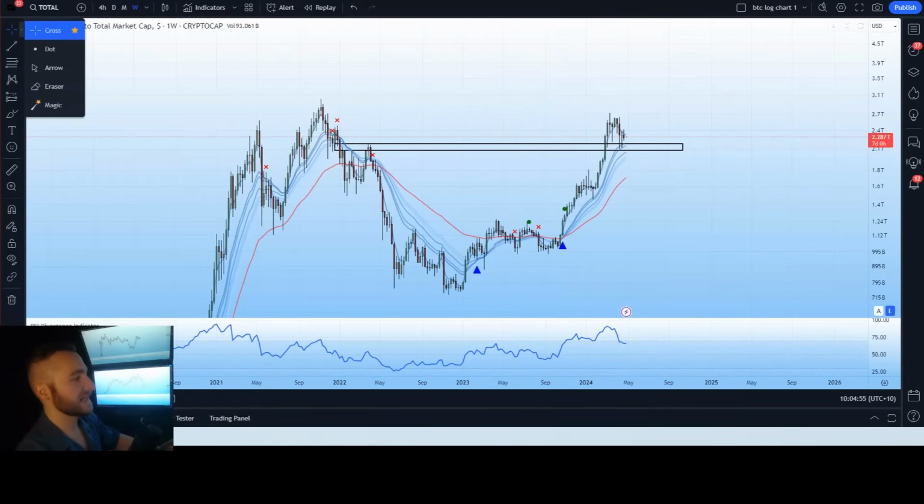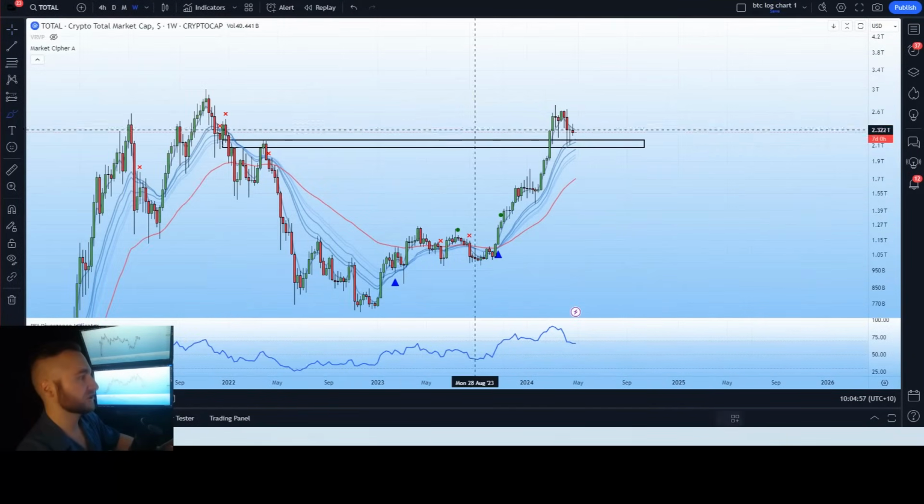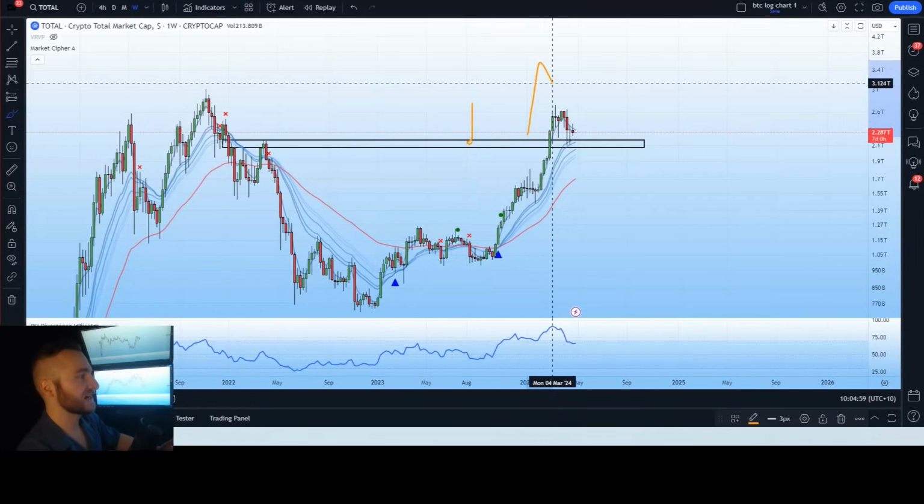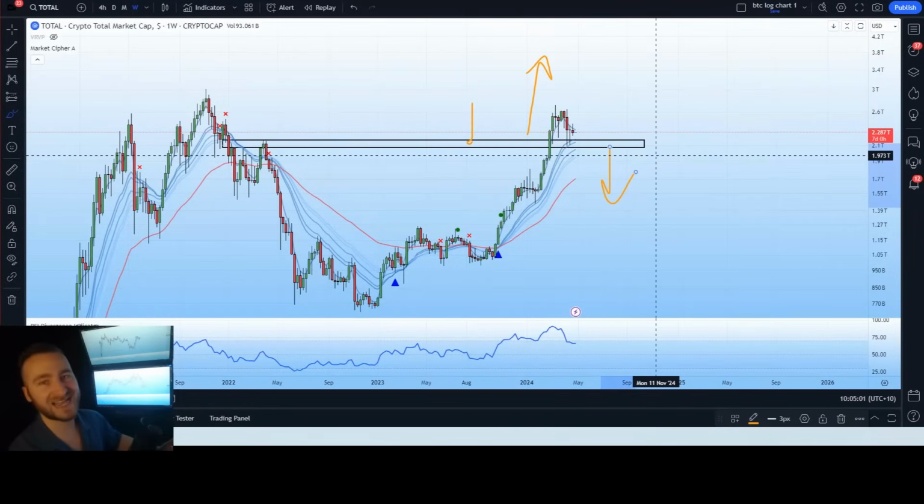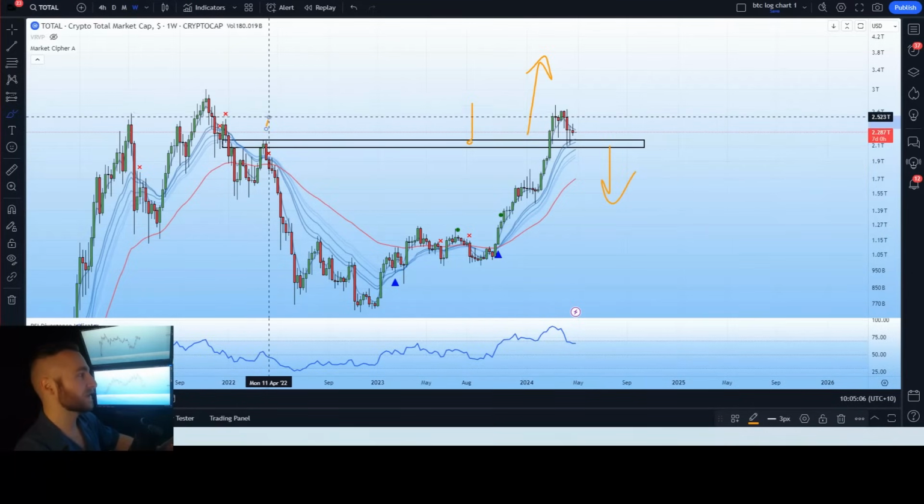If we look at the total, technically there is one key level of support, which is this range over here. Above this range, bullish. Below this range, bearish. I could literally end it right there if I want to. It is as simple as that, okay? This is, again, our point number one.